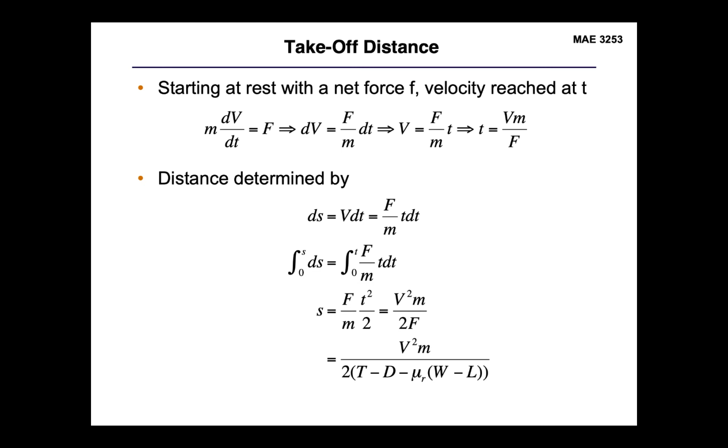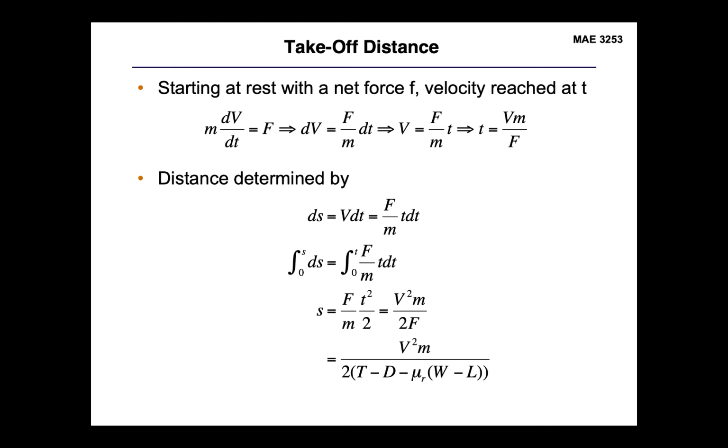So at any given point, for any given time in our roll, we'll be able to look at the velocity that occurs. So rather than calculating this as a function of time, we can calculate it as a function of velocity, because that's what we're really interested in. Where on the runway are we at any given velocity of the aircraft, or what is our velocity of the aircraft at any given location on the runway?